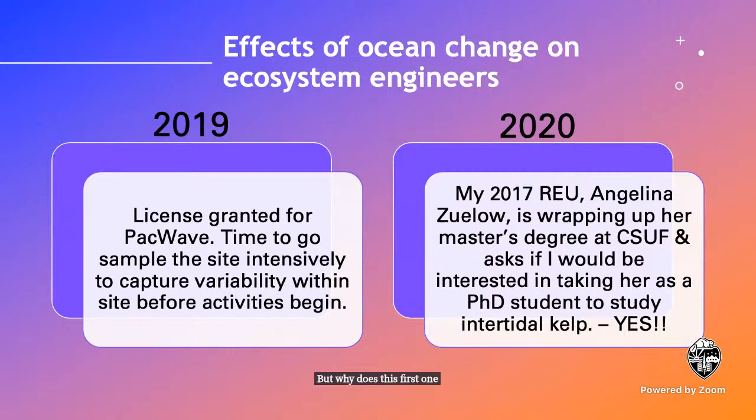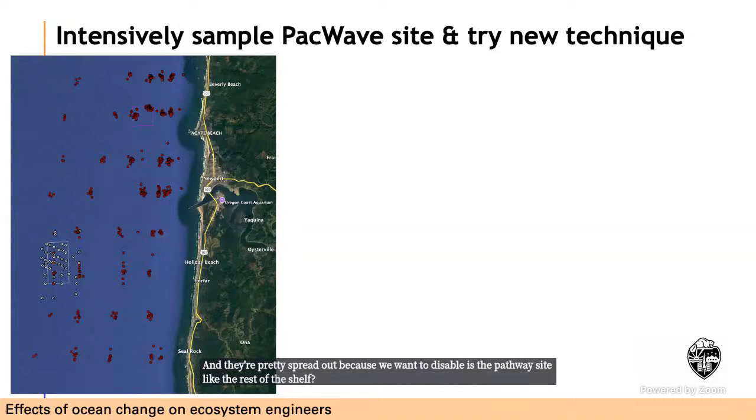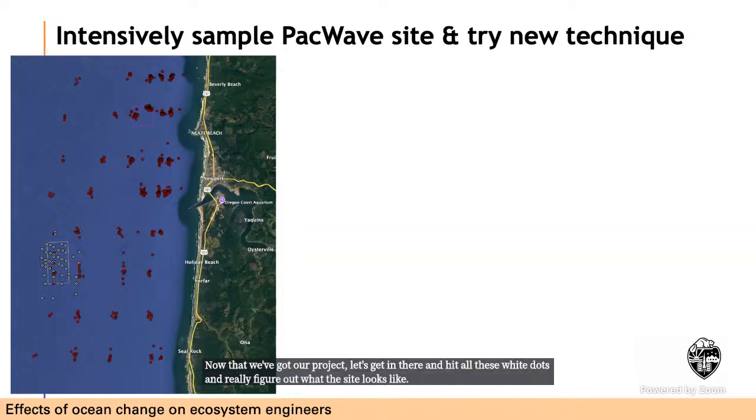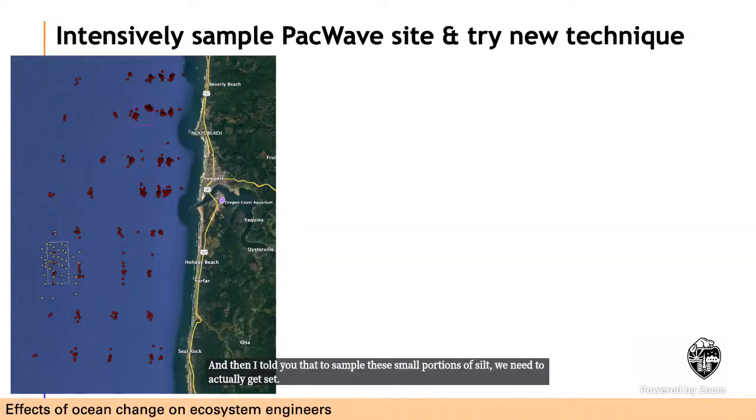But why did this first one turn into a project on ecosystem engineers? Well, like I said, it was time to intensively sample the PacWave site. And what might be hard for you to see, but those are about 1,000 red dots of where samples over the years in preparation for the PacWave project actually existed. And they're pretty spread out because we wanted to see, well, is the PacWave site like the rest of the shelf? Now that we've got our project, let's get in there and hit all these white dots and really figure out what the site looks like. And then I told you that to sample these small portions of silt, we need to actually get the box core.